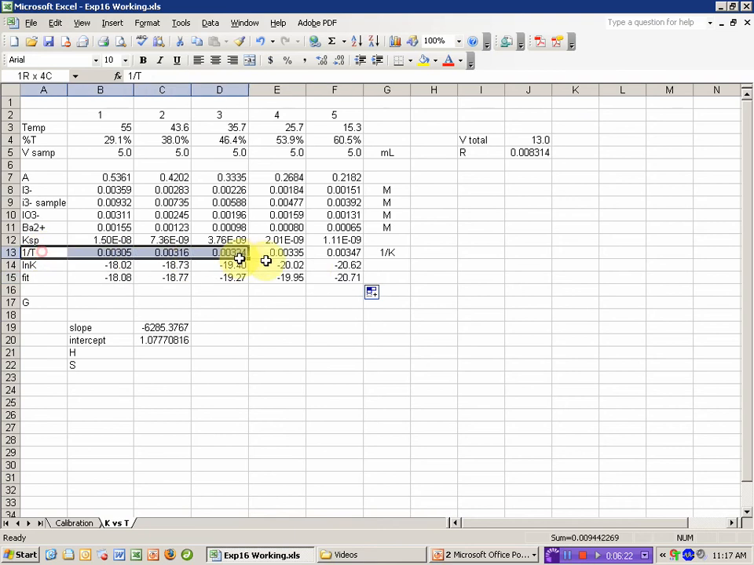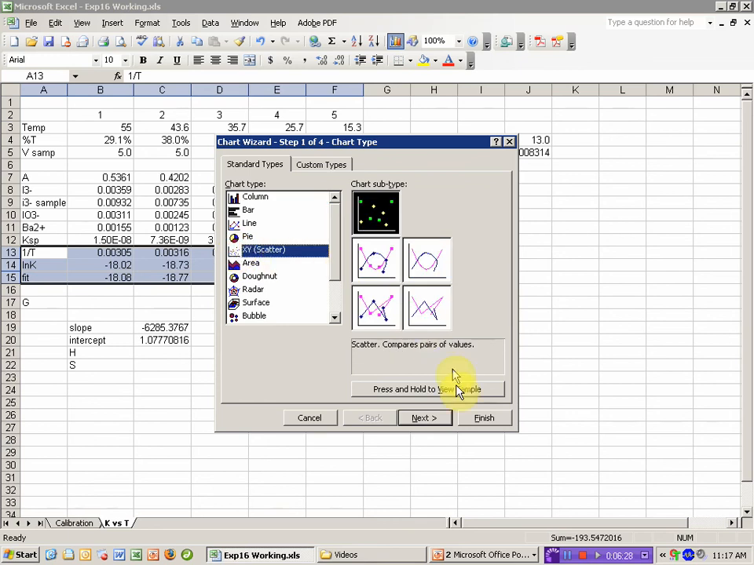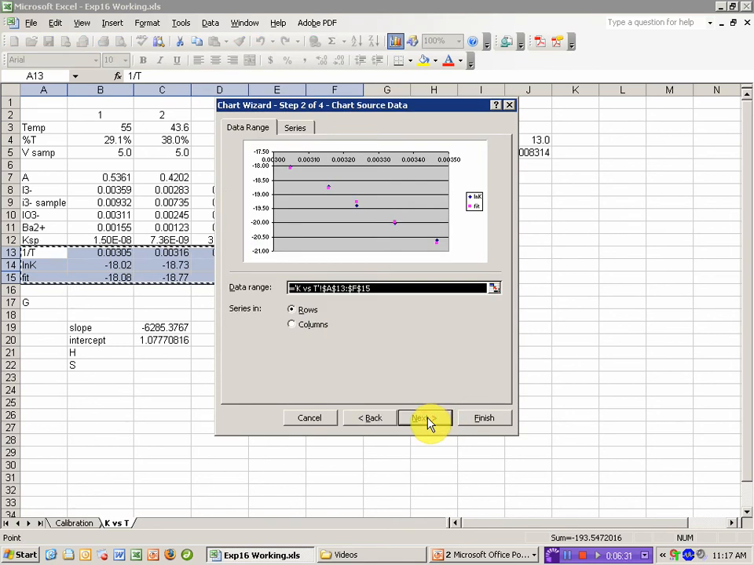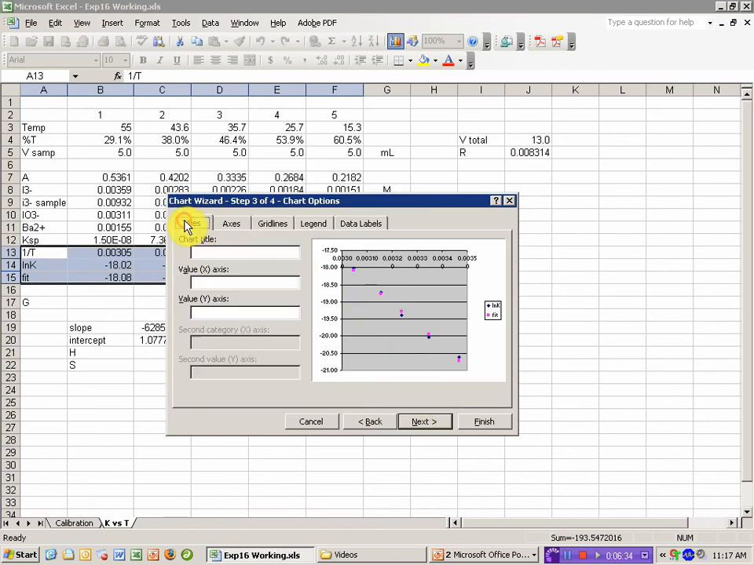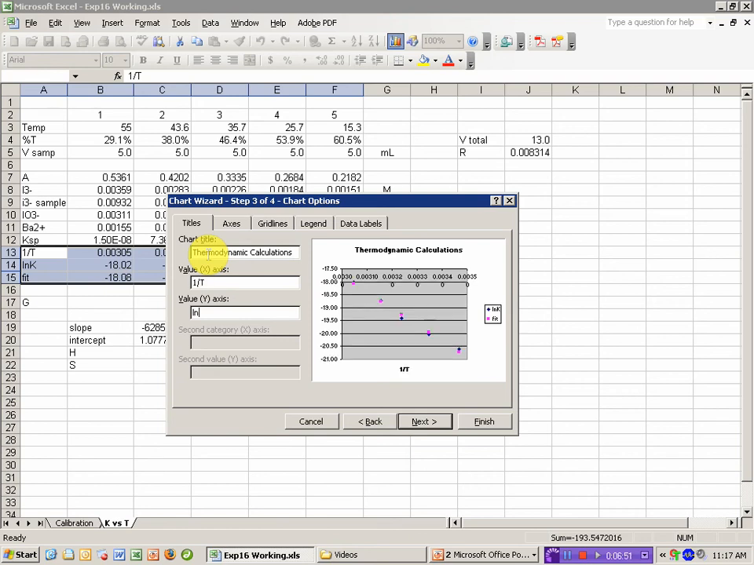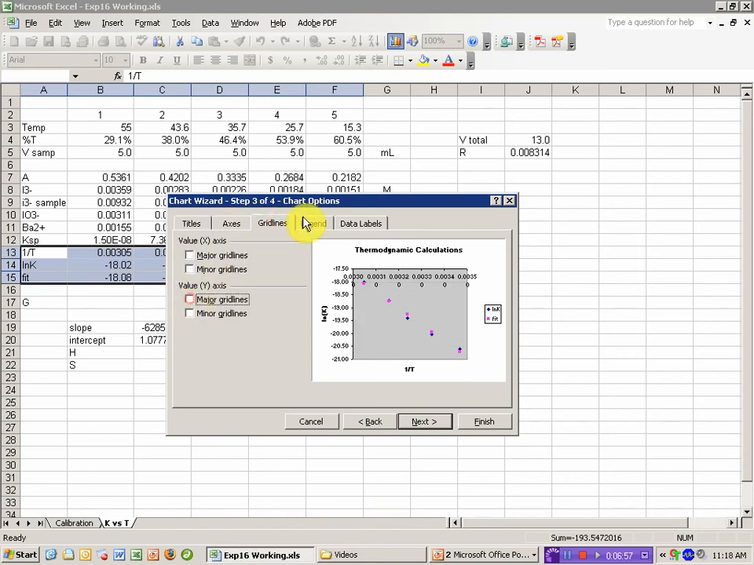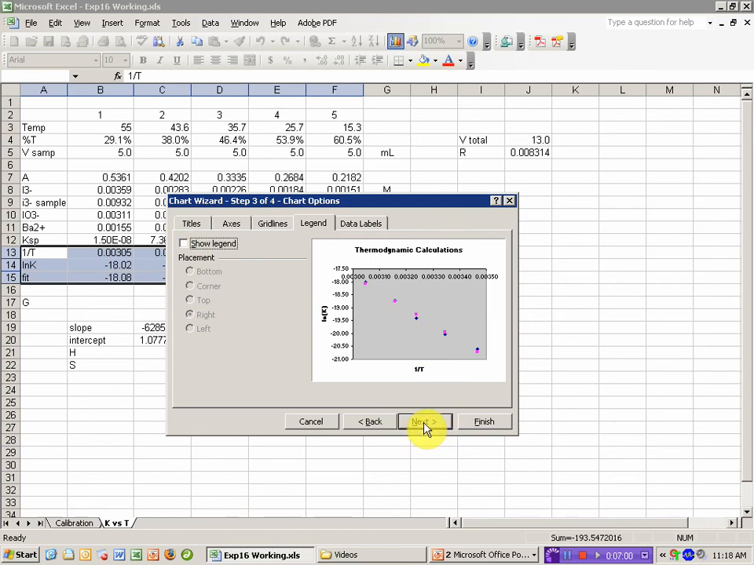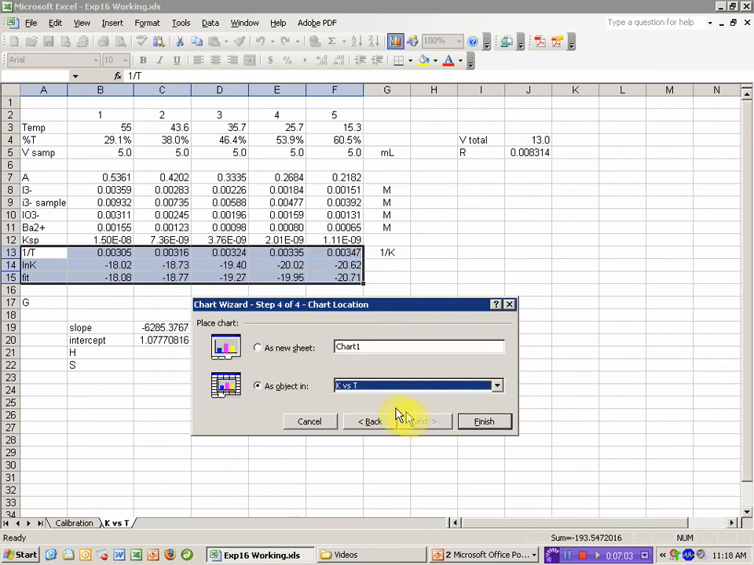Okay. I'm going to go ahead and plot this data now. I'm going to select the range of data I want to plot. Go to the chart wizard, XY scatter. Looks more or less appropriate. On the titles, I'm going to call this my thermodynamic calculations. The x-axis was 1 over T. The y-axis was natural log of k. I'm going to skip grid lines and the legend.